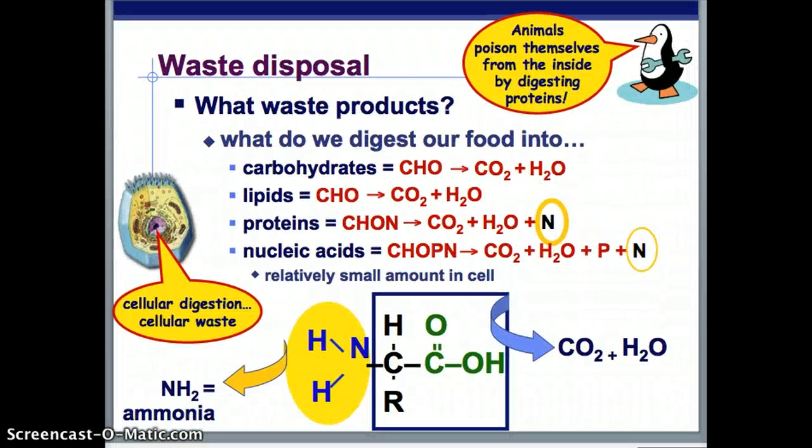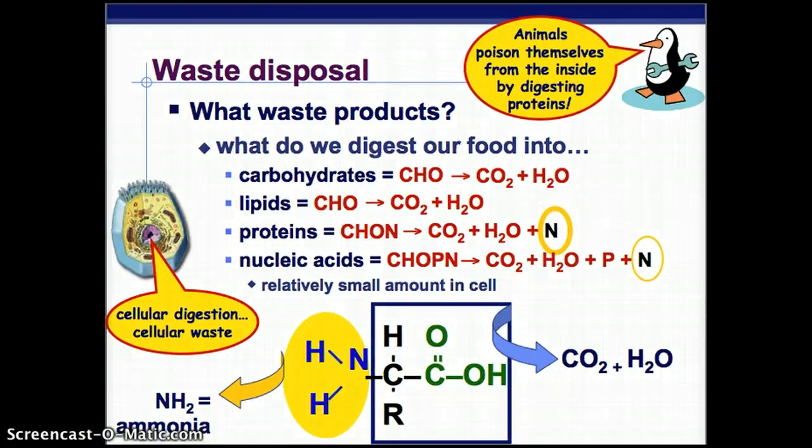All right, so specifically, let's talk about waste products. So what are waste products? Well, we digest our food. Carbohydrates break down into carbon dioxide and water. Lipids, roughly, break down into carbon dioxide and water. So those fats break down into carbon dioxide and water. Proteins break down into carbon dioxide, water, and nitrogen. And nucleic acids break down into carbon dioxide, water, phosphorus, and nitrogen. There aren't that many nucleic acids in cells, but they do break down.